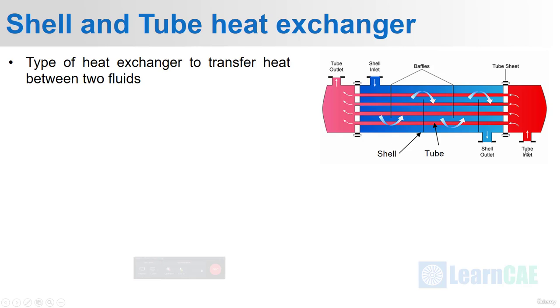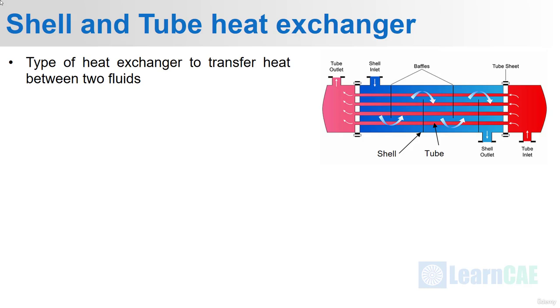We can see in this image the fluid at high temperature represented by red color is entering the tube inlet here and it passes through the series of tubes and leaves at the left end. On the other side, the second fluid enters through the shell side, that is from the shell inlet. It goes around the tubes and leaves the heat exchanger from the shell outlet. The fluid which is entering the shell is at a lower temperature and is represented by blue color. We can see the temperature changes through the color variation.